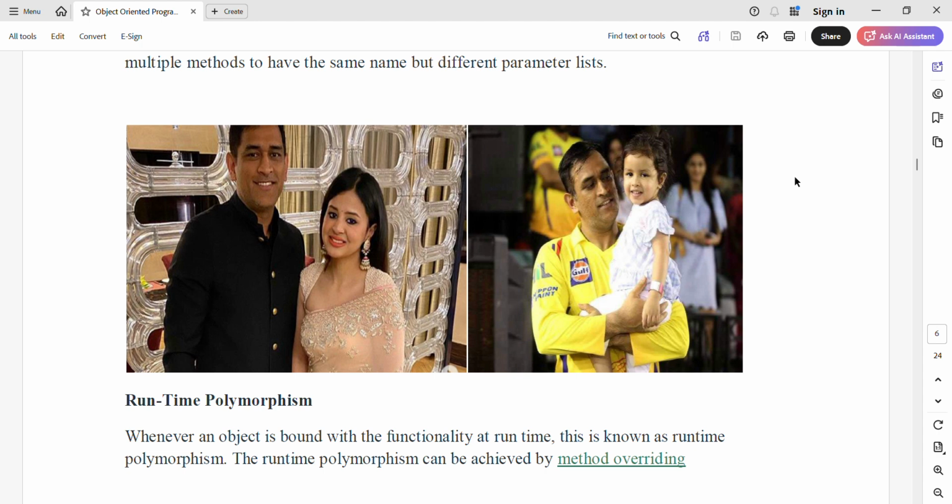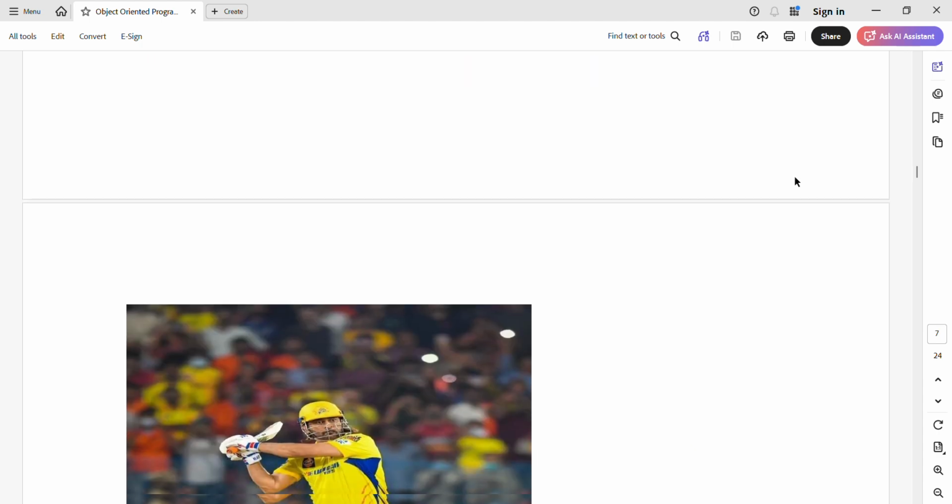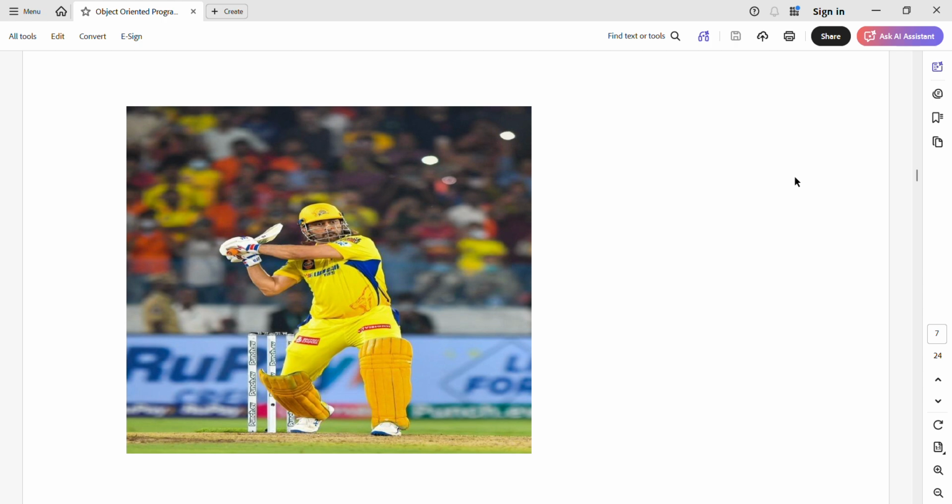Next is runtime polymorphism. This is my example of runtime polymorphism. By looking at the picture, I can just say Dhoni is going to bat, but am I aware of how many runs he is going to take? No, right? Only once he completes his batting can I tell he took 6 runs or 2 runs. Only after the execution, once it is done, can I analyze what he did. I cannot predict. That is called runtime polymorphism.